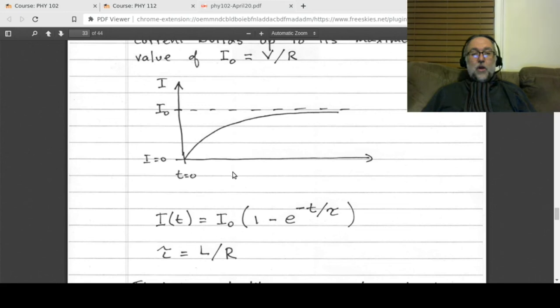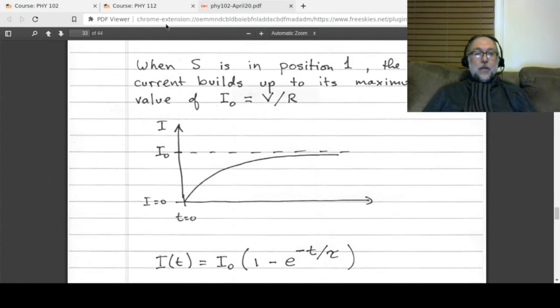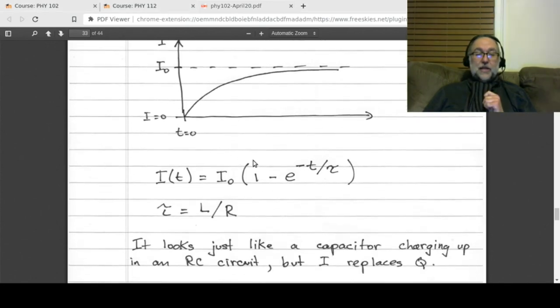Here they are. They look just like the formulas for a capacitor charging up or a capacitor discharging. This is the situation where the switch is in position one. You start with no current and the current builds up to a maximum, okay? The maximum current that is achieved is exactly what comes out of Ohm's law. The maximum current is going to be V divided by R. That's just Ohm's law. But you don't achieve that maximum current right away. You start at zero current and you build up over time, because the inductor won't allow an instant change. And so your equation looks like this.